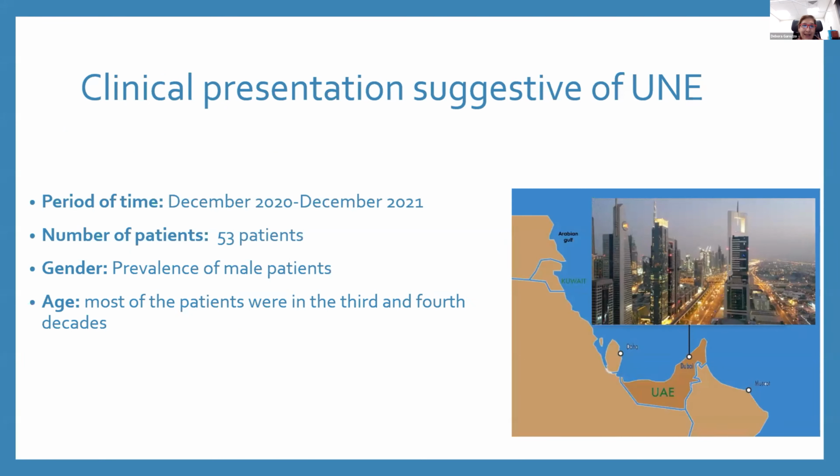Personally, I have assessed about 53 patients, with a prevalence of male patients, and most of them were in the age group of the third and fourth decades, presenting symptoms that might be considered clinically suggestive of an ulnar neuropathy.